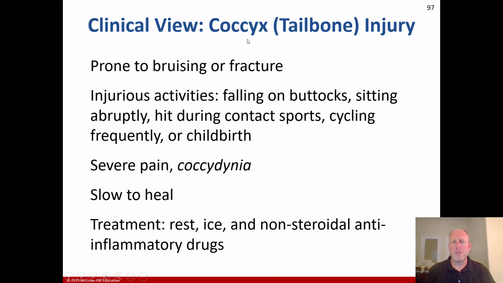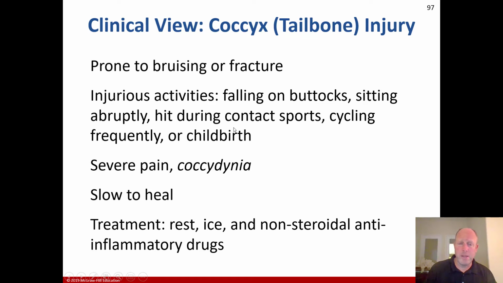From a clinical view, the coccyx or tailbone injury is prone to bruising or fracture. Of course, landing there, very commonly people fall backward, falling on their buttocks, on their glutes, right? Sitting abruptly didn't happen as often, but can happen that way. Being hit during contact sports happens too. Typically a hit rather than a fall is the most common. Cycling frequently, sitting in that position and causing some injury there by how you sit.